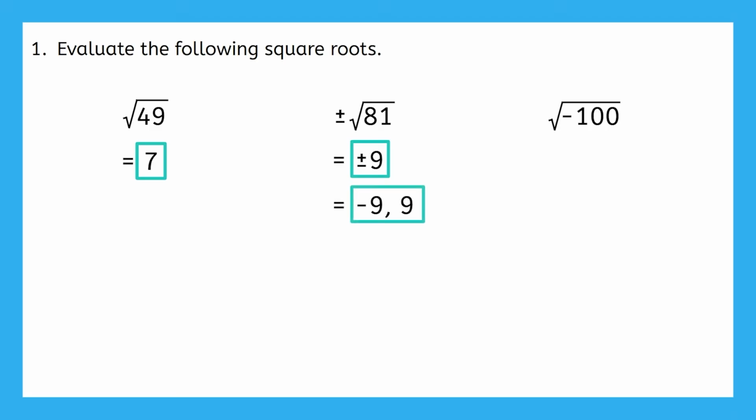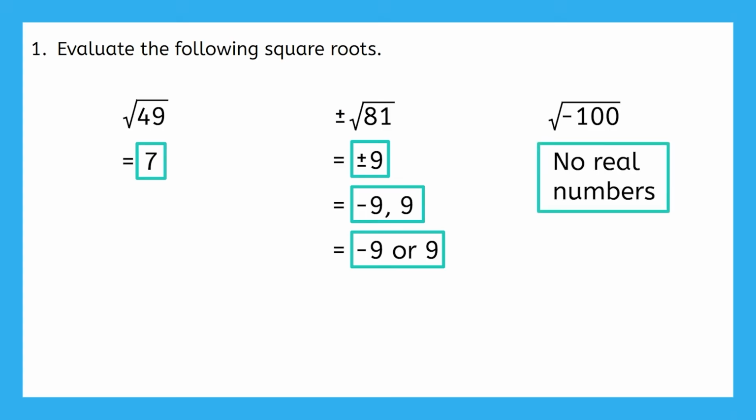Plus or minus the square root of 81 equals plus or minus 9. You could have written your answer in any of these three ways, but make sure you include both the positive and negative answers because of the plus or minus symbol in front of the radical. For the square root of negative 100, we should write no real numbers, because there is no real number that results in negative 100 when squared.